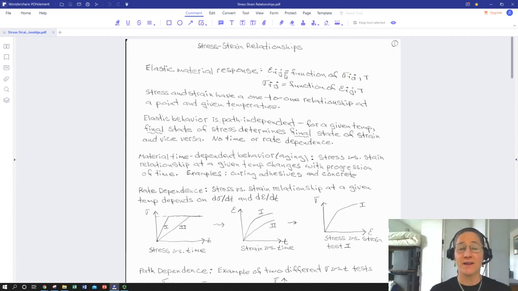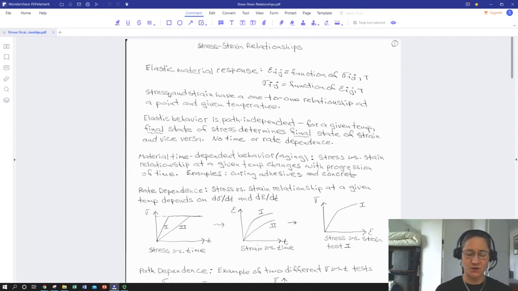We say that if a material is behaving elastically, the whole strain tensor is going to be a function of applied stress at a given temperature. That's what the T is there. And stress is going to be a function of strain at a given temperature. So a way to say that with words is stress and strain have a one-to-one relationship at a given point in a material at a given temperature.